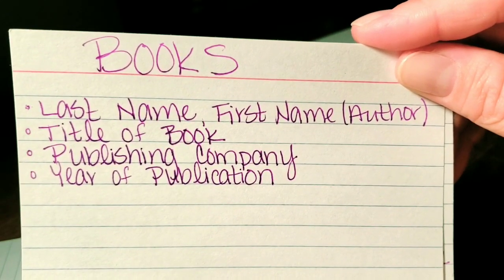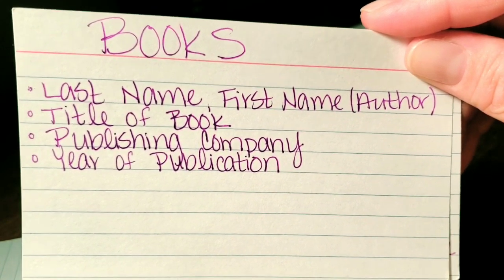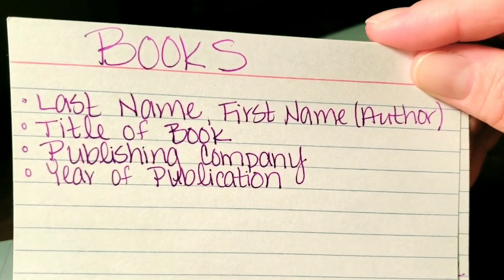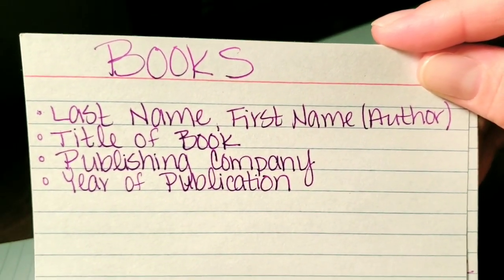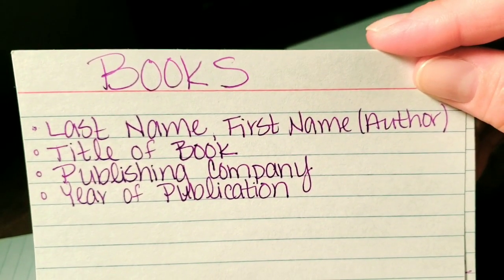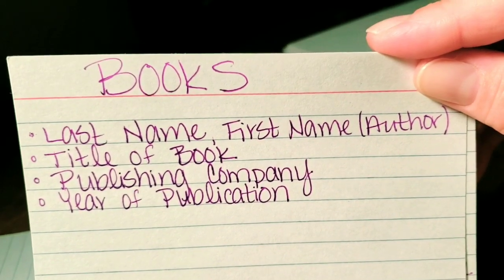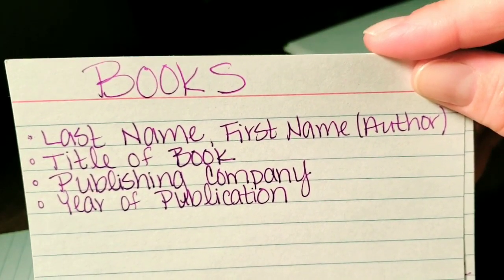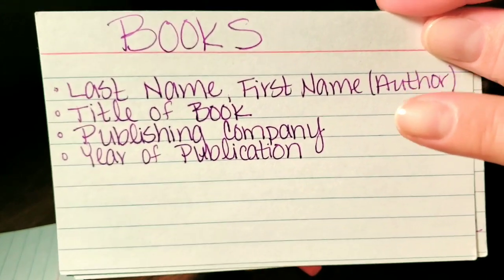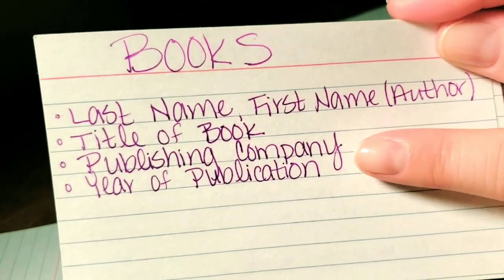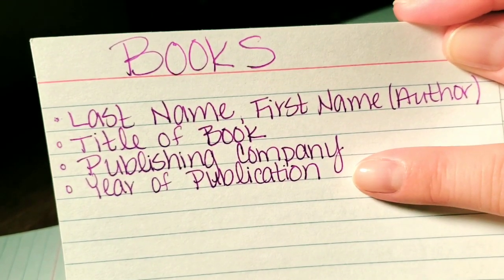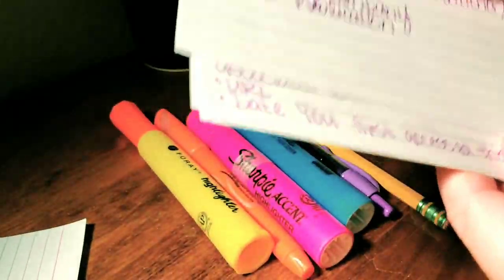So again, you'll put the last name and first name of the author, the title of the book, and then you're going to have to go to the first couple of pages of the book, and you'll find all of the publishing and copyright information. And that will have the publishing company, and it will have the year of publication.